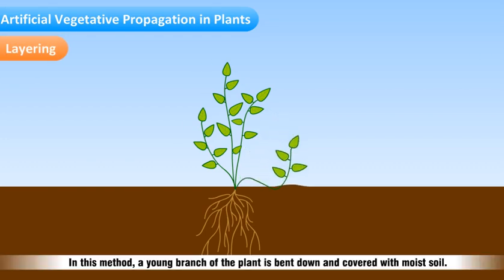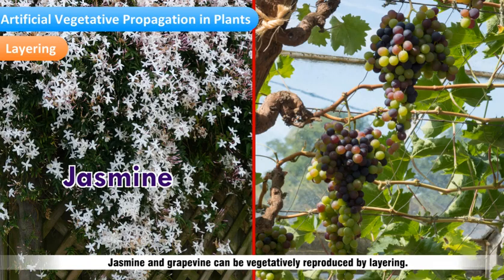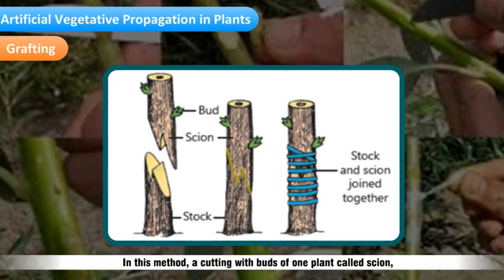Layering. In this method, a young branch of the plant is bent down and covered with moist soil. After some time, roots develop from the covered part. The branch is then cut off from the parent plant and is allowed to grow into a new plant. Jasmine and grapevine can be vegetatively reproduced by layering.